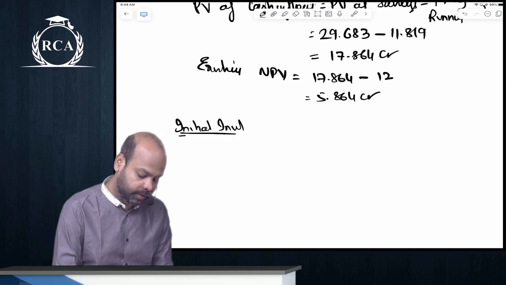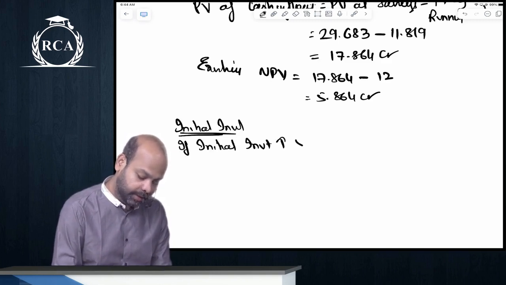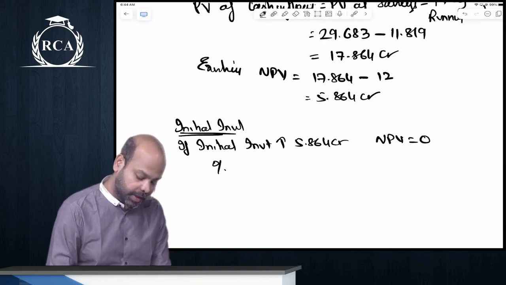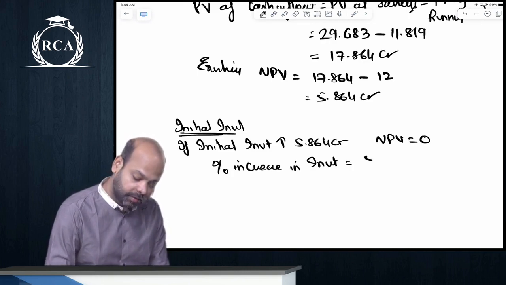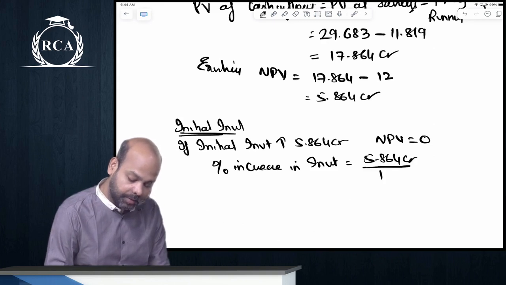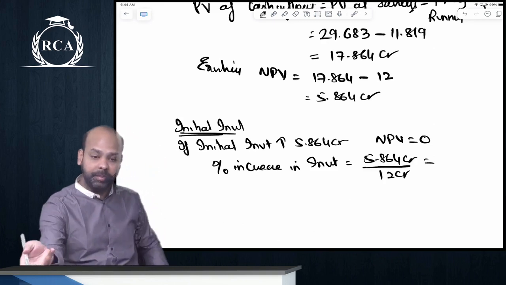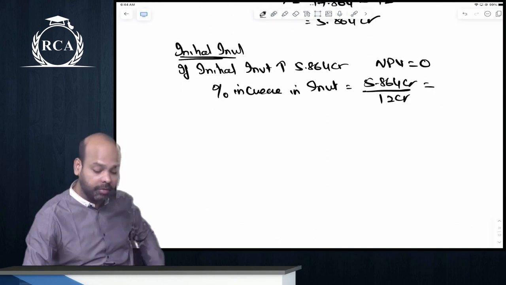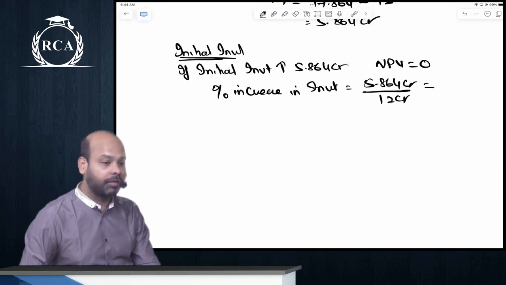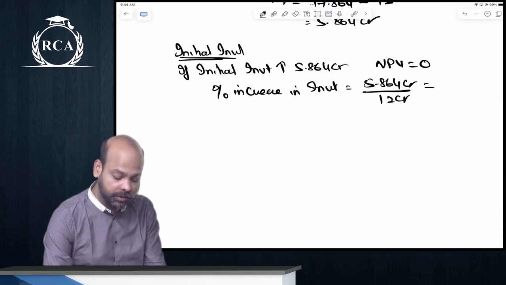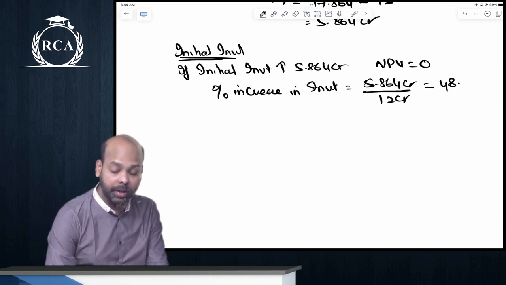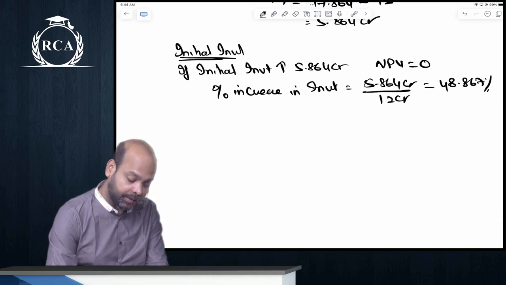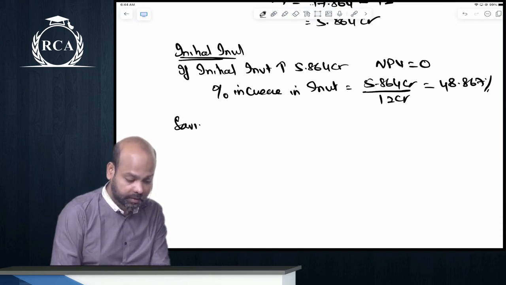Initial investment. If initial investment increases by 5.864 crores, NPV will become 0. So percentage increase in initial investment, beta. What is your existing initial investment? 12. Our NPV is 5.864 crores, right guys? For the NPV to become 0, initial investment should increase by 5.864 crores. So that 5.864 divided by 12, beta, how much is this? 48.867%.